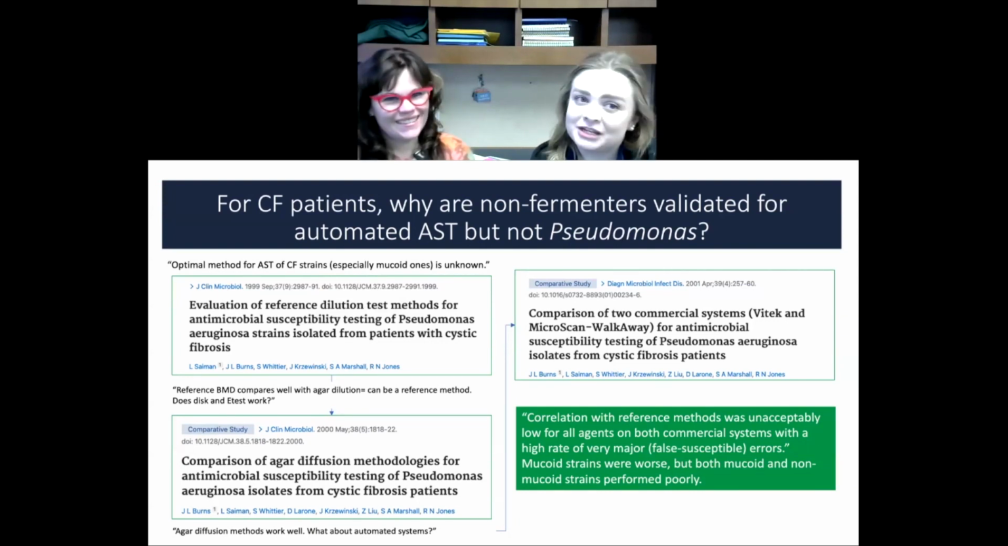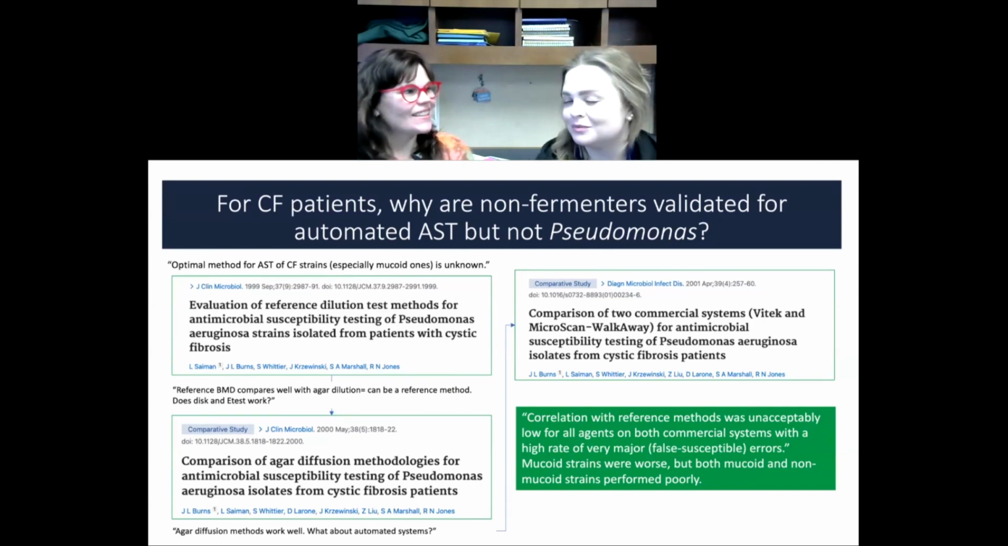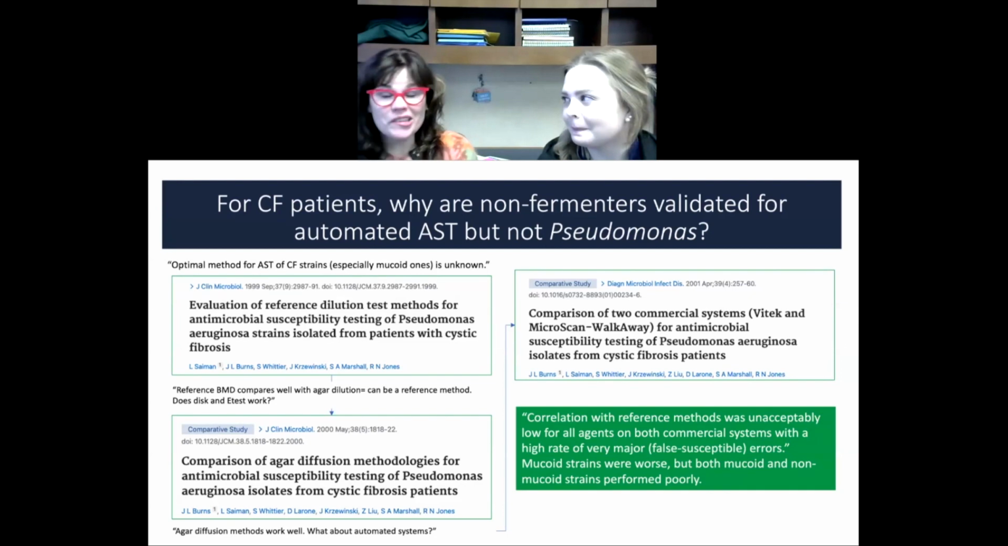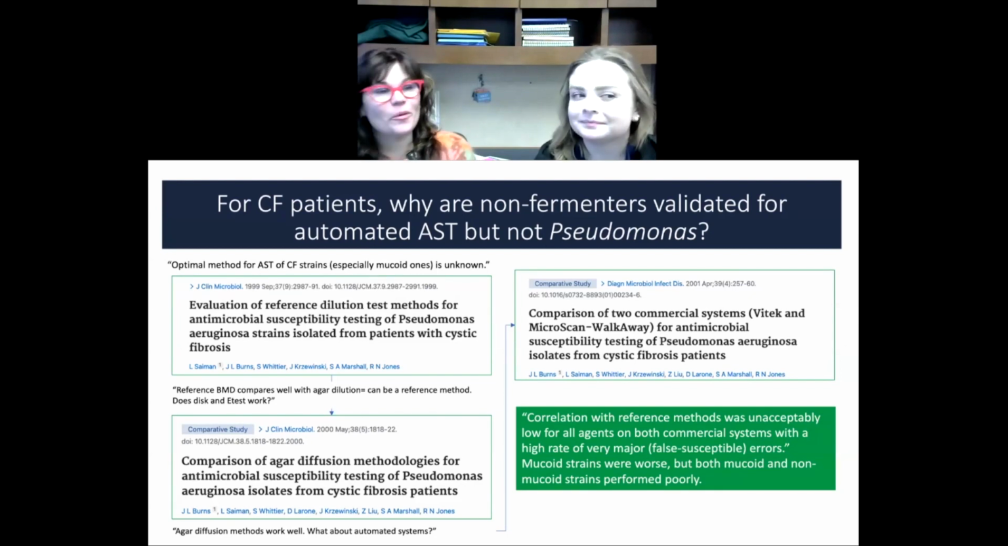For CF patients, cystic fibrosis, why are non-fermenters, non-Enterobacterales, validated for automated AST but not Pseudomonas? Yeah, that's a good question. Yeah, because we have to use disk diffusion for them, right? Right. So I did some digging in the literature because we've all heard this, right? You can't do disk diffusion for your CF patient Pseudomonas.